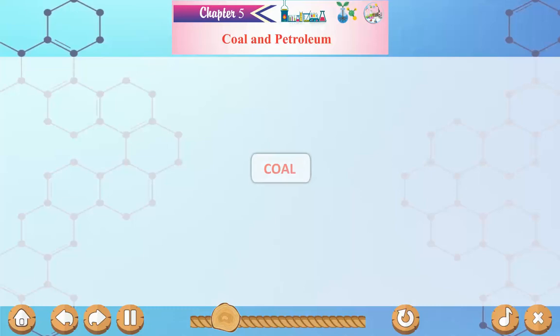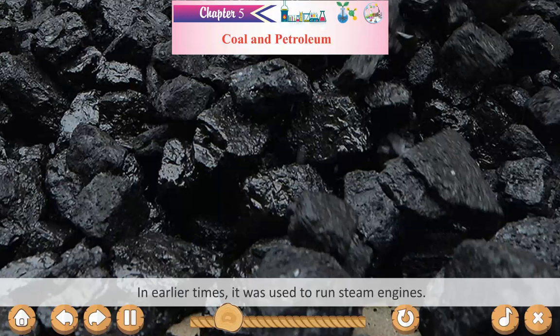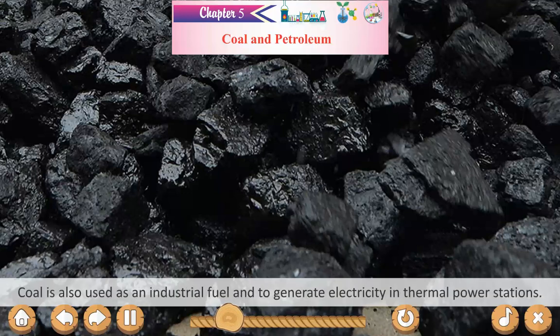Coal. Coal is one of the fossil fuels used to cook food. It is hard as a stone and black in color. In earlier times, it was used to run steam engines. Coal is also used as an industrial fuel and to generate electricity in thermal power stations.